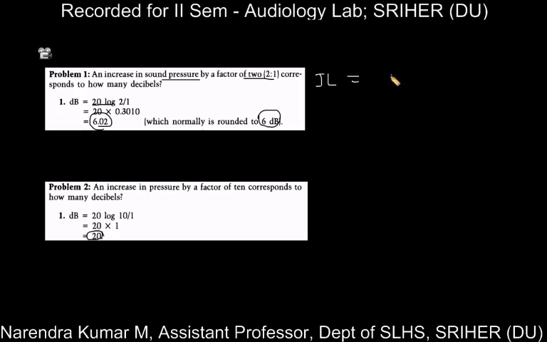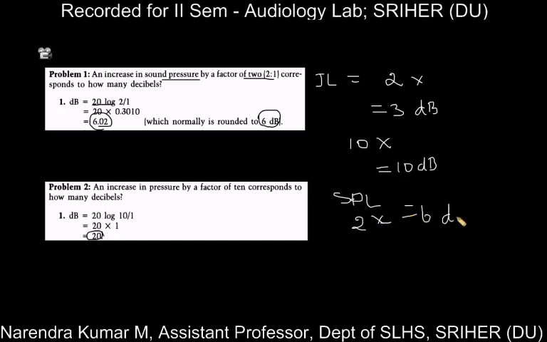So in intensity level, when there is an increase by a factor of 2, the increment is 3 decibels, and when sound intensity is increased by a factor of 10, the increment is 10 decibels. Whereas in sound pressure level, when the sound pressure is increased by a factor of 2, the increment is 6 decibels. When it is increased by a factor of 10, it is going to be 20 decibels. That is the difference between the intensity level and sound pressure level.